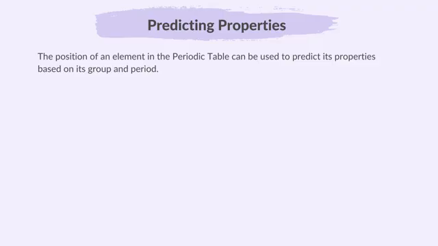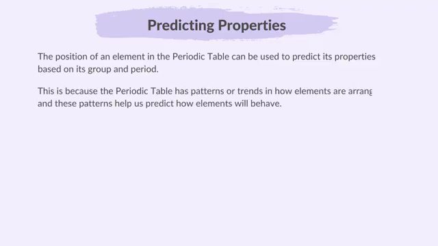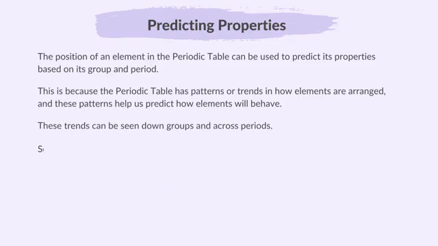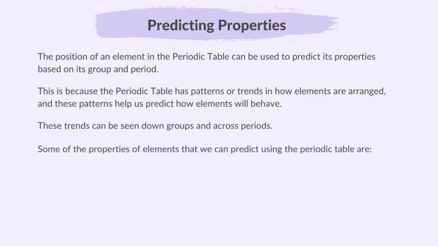The position of an element in the periodic table can be used to predict its properties based on its group and period. This is because the periodic table has patterns or trends in how elements are arranged, and these patterns help us predict how elements will behave. These trends can be seen down groups and across periods. Some of the properties of elements that we can predict using the periodic table are boiling point, melting point, density, and reactivity.